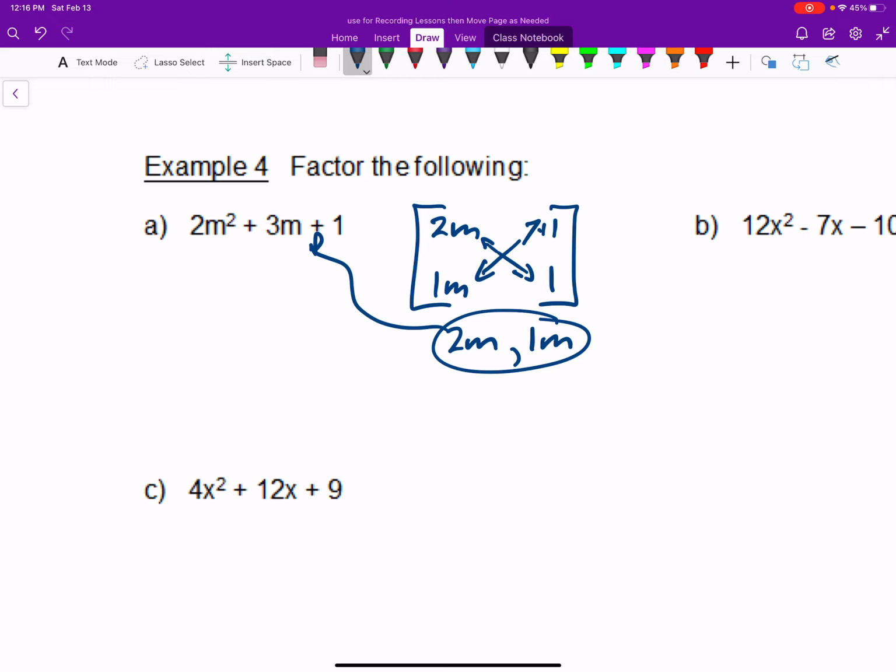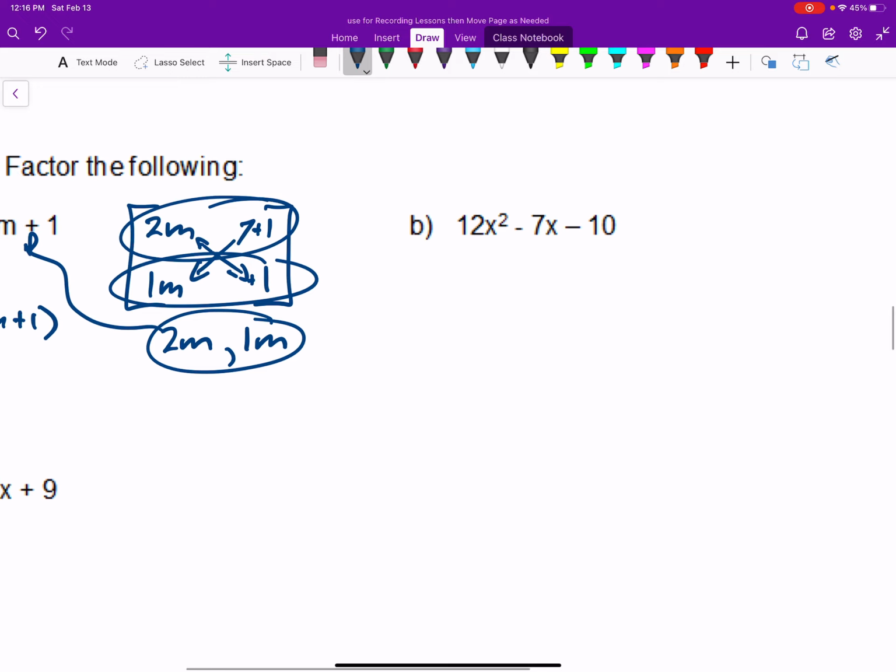Everything's positive signs, so these will both be positive. And so my factors are 2m plus 1 and m plus 1. And that's what I mean about being quick with that. That's a pretty quick way to do it.